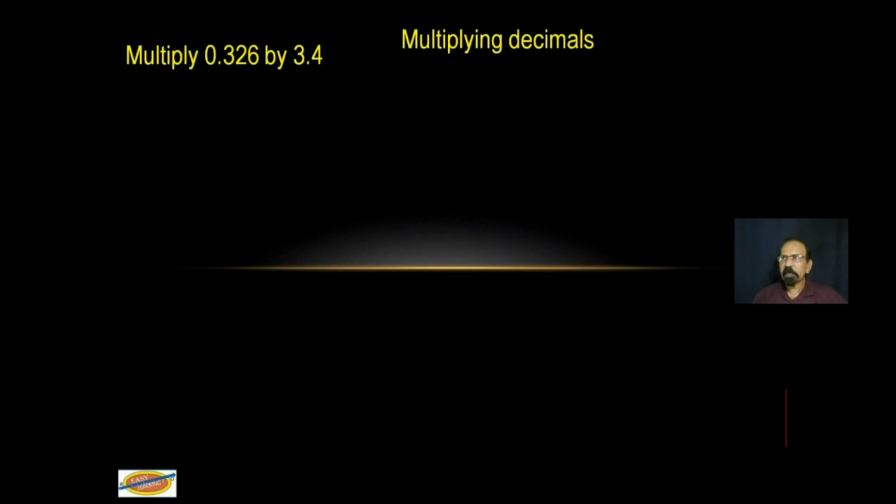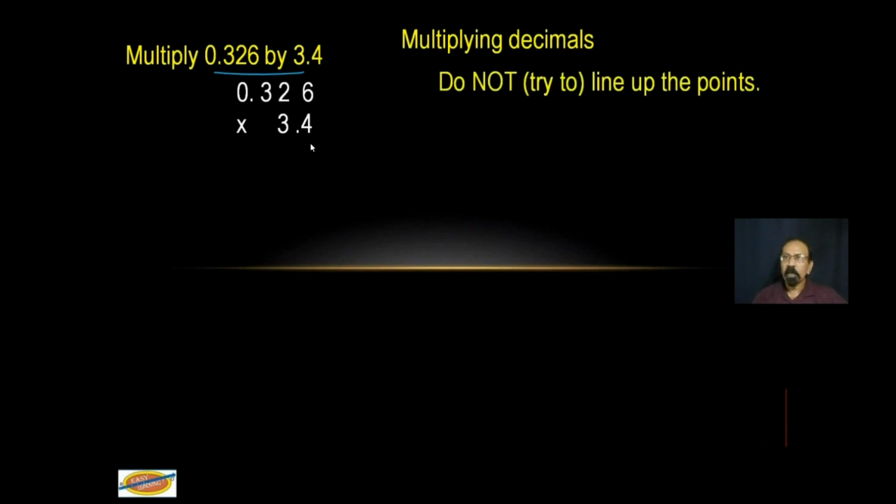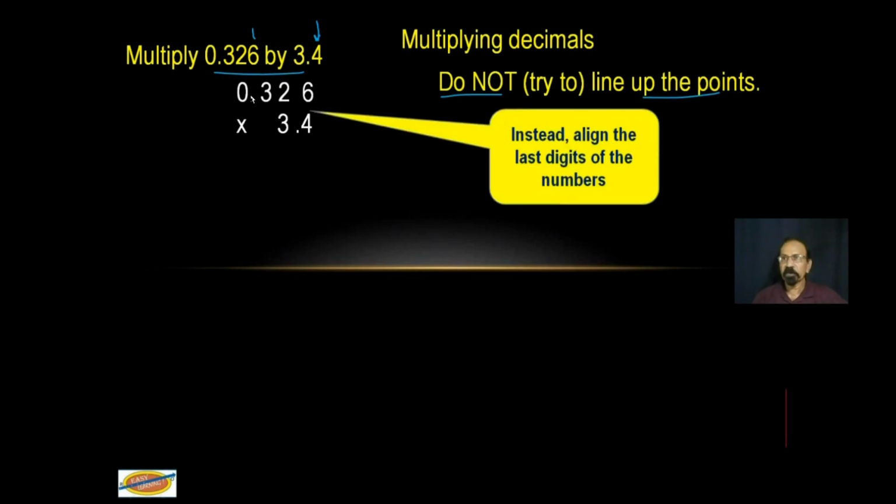So let's take a little more complicated decimal, multiply 0.326 multiplied by 3.4. Again, do not try to line up the points. What we want to do is line up the numbers, ignoring the points. So this last digit on the top number, which is 6, we will line that up with the last digit on the second number, which is 4. And then we will ignore the points temporarily and treat this as if they were whole numbers.